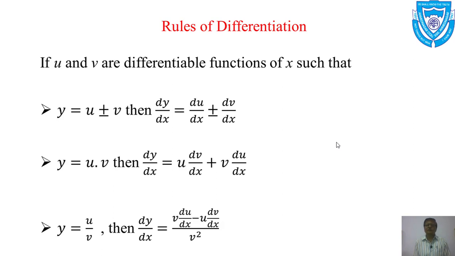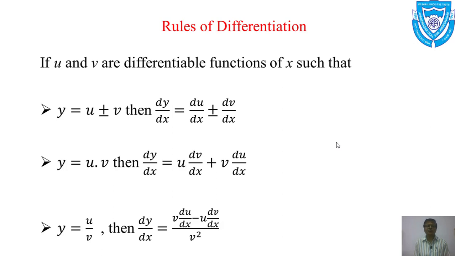Next one is product. If y is equal to u into v, then dy by dx is equal to u into dv by dx plus v into du by dx. This is called product rule or multiplication rule. So if we have to take the derivative of product of two functions, this rule says keep first function u as it is, differentiate the second function v, then keep second function v as it is, differentiate the first function and add the two results.